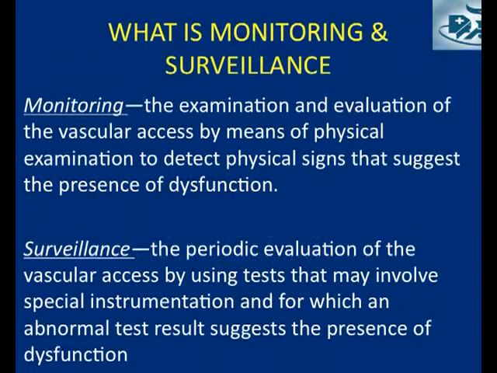vascular access by means of physical examination to detect physical signs that suggest the presence of dysfunction. Surveillance, on the other hand, is the periodic evaluation of the vascular access by using tests that may involve special instrumentation and for which an abnormal test result suggests the presence of dysfunction.